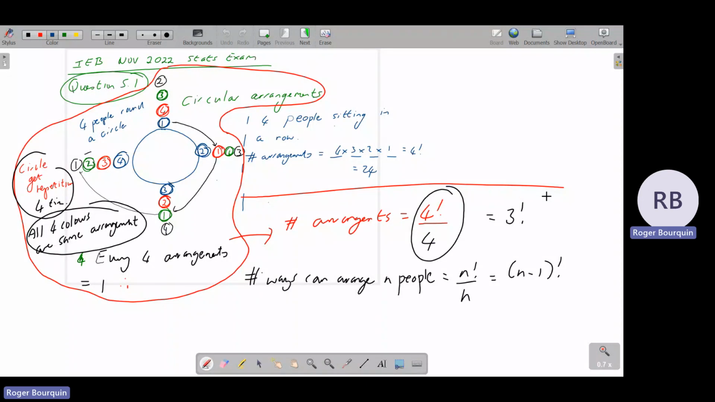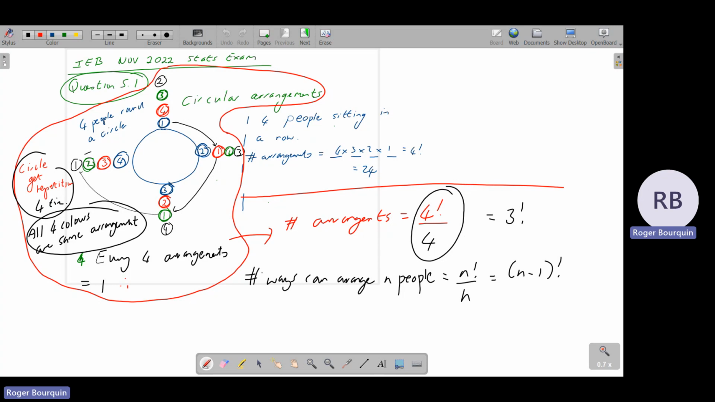All right, guys. First of all, we're doing November 2022, exam question 5.1. This is just a reminder about the number of ways you can have circular arrangements.